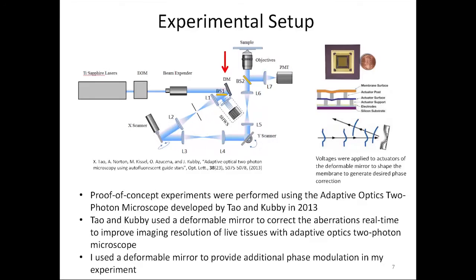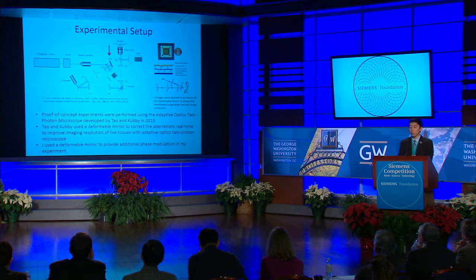Shown is my experimental setup. My research utilizes the adaptive optics 2-photon microscope developed by Tao and Cubby in 2013 at UC Santa Cruz. In their research, they used a deformable mirror to correct aberrations real time in live tissues. In my research, I used this deformable mirror to apply phase modulation on top of the adaptive optics corrections, which both corrects for aberrations and suppresses background scattering, and that significantly increases imaging depth and resolution.